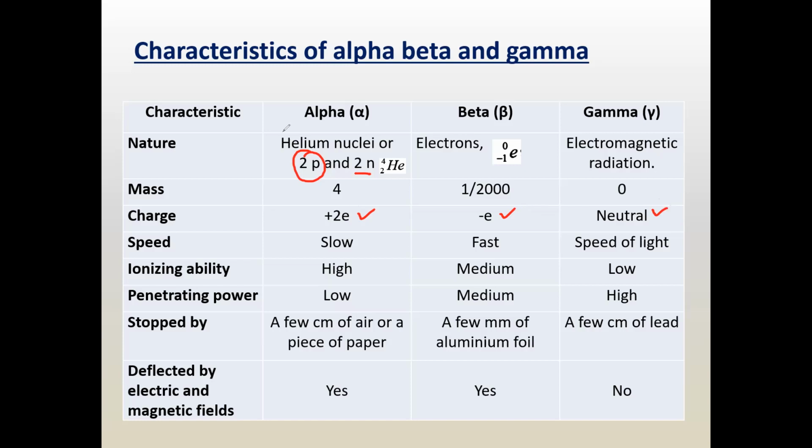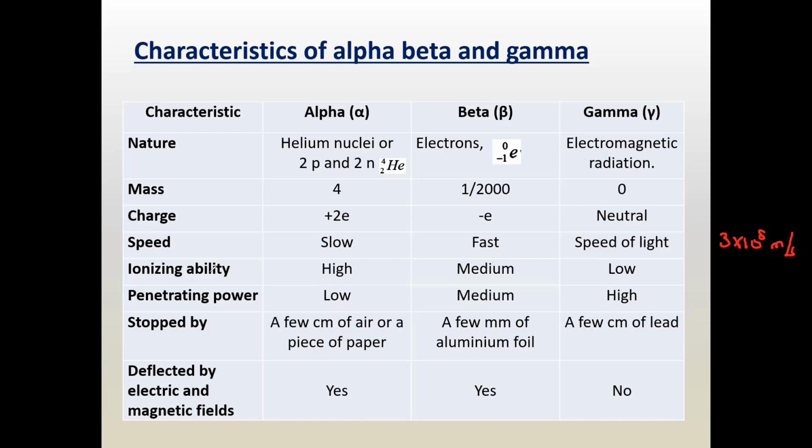When we compare the speed, how much distance is traveled by these radiations when they're passing, because alpha has more mass, it will move slowly. Beta has less mass, is lighter, so it can move faster. And gamma, because it is electromagnetic radiation, travels with the speed of light, which all electromagnetic radiation has, 3 × 10⁸ meters per second. This is the speed at which gamma radiation can pass through a region.